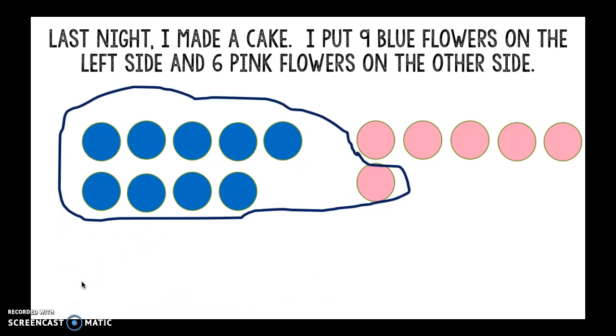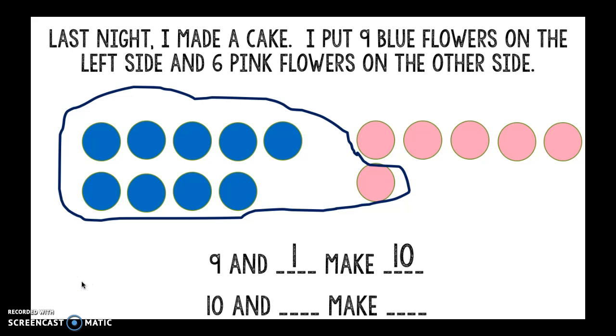All right, so if I'm going to figure out how many flowers I have all together, I could say 9 and 1 more make 10. Then I could say, after I've made that 10 and, oh goodness, how many pink flowers do I have left? 1, 2, 3, 4, 5. Okay, 10 and 5 make 15.